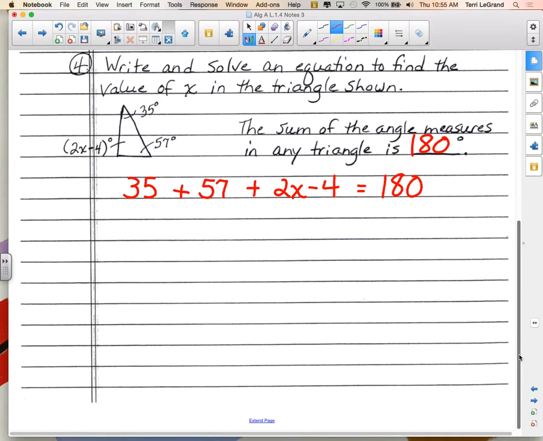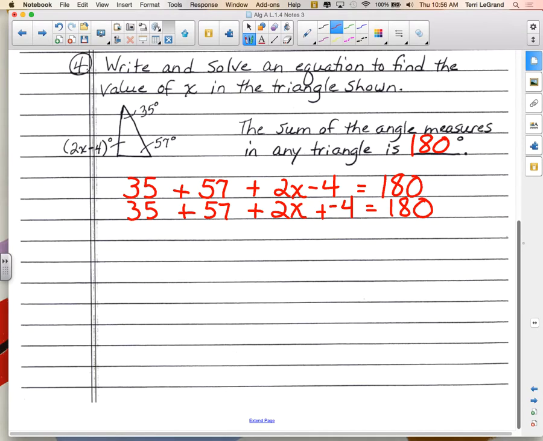Okay, now, do we have any subtraction going on? I see some. Right here. 35. This is not subtraction, leave it alone. 57. That's not subtraction, leave it alone. 2x plus negative 4 equals 180. So, first question, is there any subtraction? I'm going to change it to the opposite. Second question, do you have to do any distributive property? No, there's no parentheses involved here, no multiplication going on.